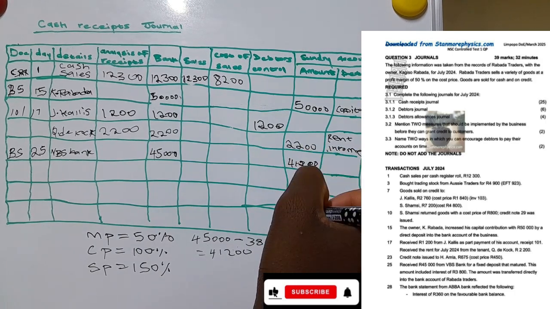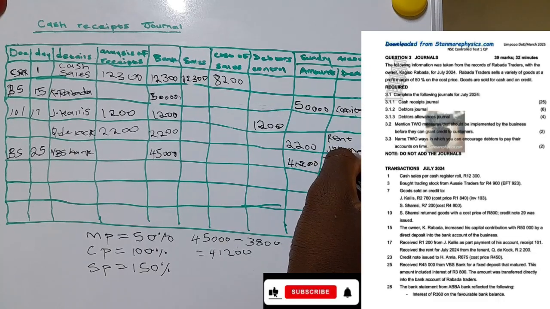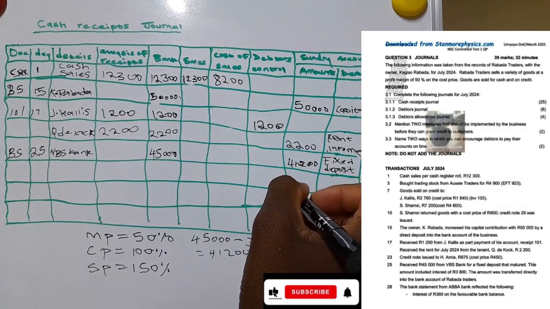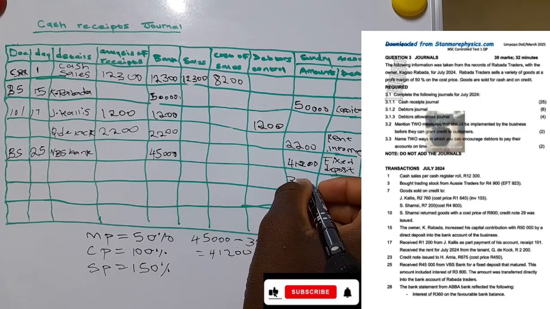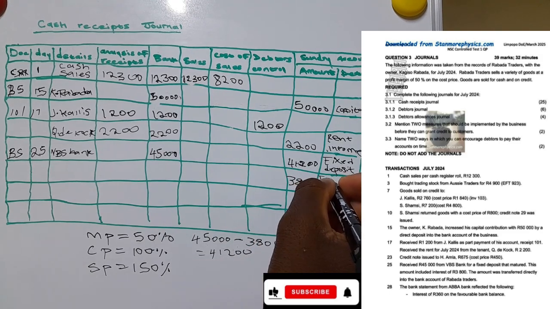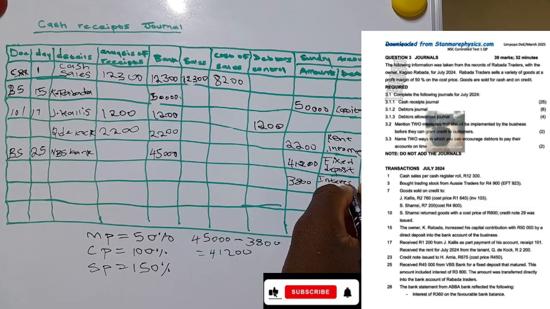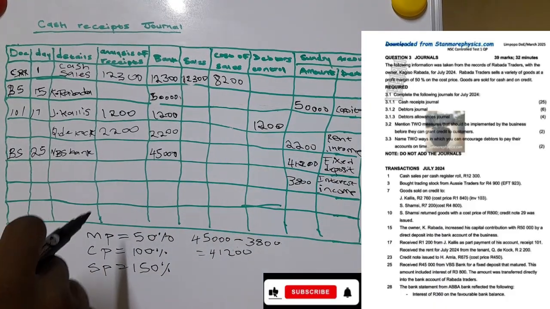We wanted to show that fixed deposit before interest. Then this one we're gonna say fixed deposit, under details, fixed deposit. Then here we're gonna record the interest, which is 3,800. And then this one, interest income. We are done with this one. We go to the last one.